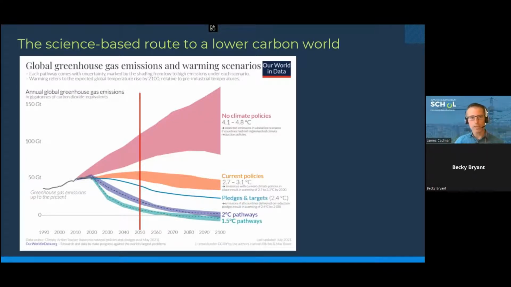Just one point that you might be thinking about, why do those scenarios broaden out? That's basically because as we get further into the future, there's less certainty. So there's more uncertainty as we get further ahead of ourselves, and that's why they broaden out.